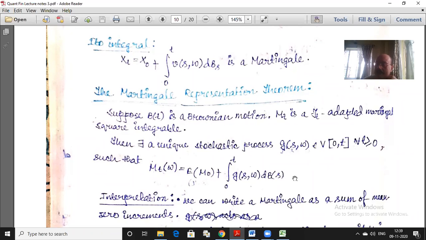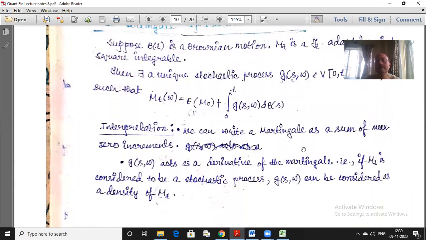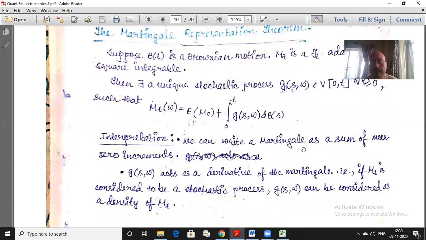And you can see that this is actually a very, very powerful, very strong theorem. So basically what is happening is, if you look at it intuitively, a martingale is basically a sum of zero mean increments, because conditional expectations are always equal to the last available value. So the intuitive idea for a martingale is that the conditional expectation is the same as what I see today. So the increment in future always has zero expectation. So I can think of martingales as a sum of such mean zero increments.